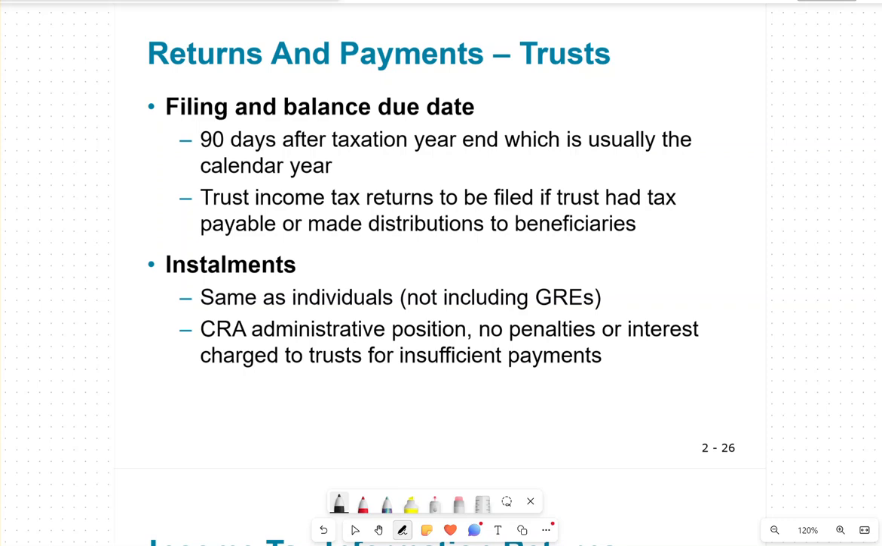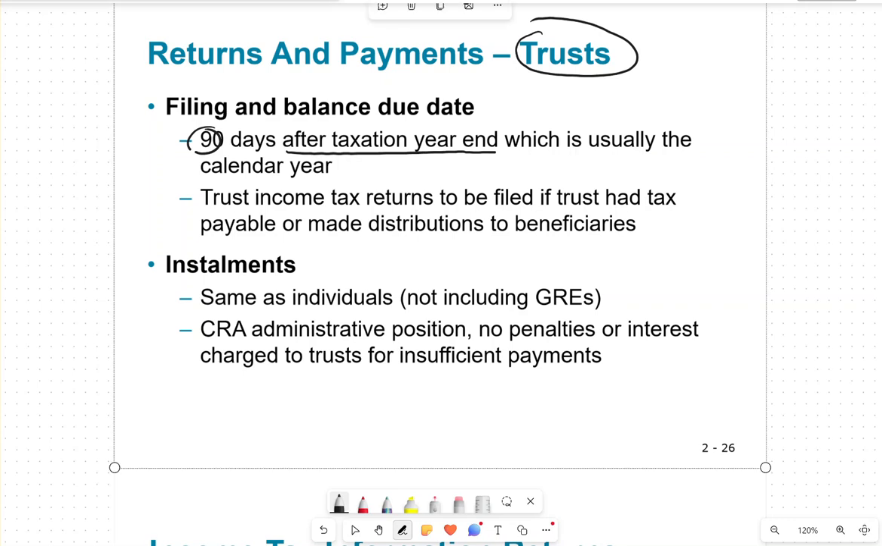Now, returns and payment for the trust. You have 90 days after the taxation year end, which is usually the calendar year. Remember, I don't know if you watched my video from chapter 1, the trust files a T3 and they have a calendar year. If they have a calendar year, they have 90 days after their year end to file their return, and the tax payable or distribution is made.